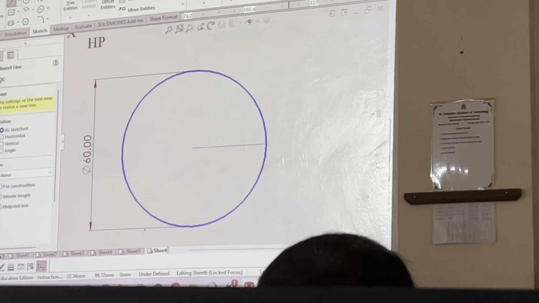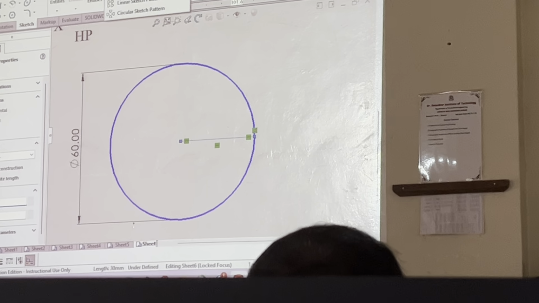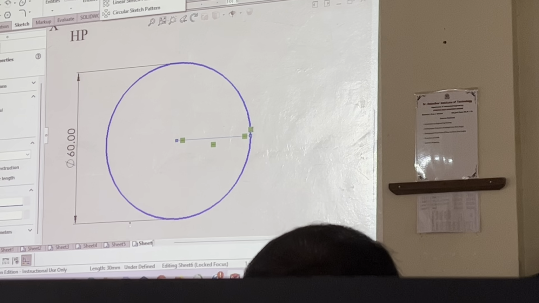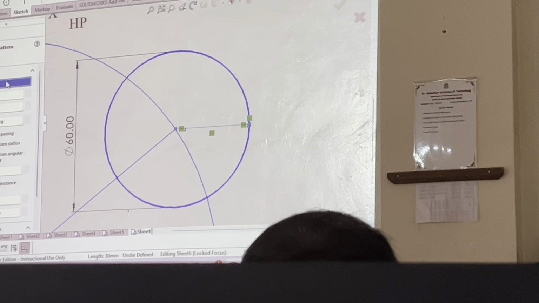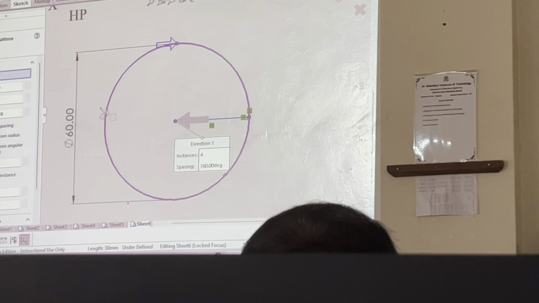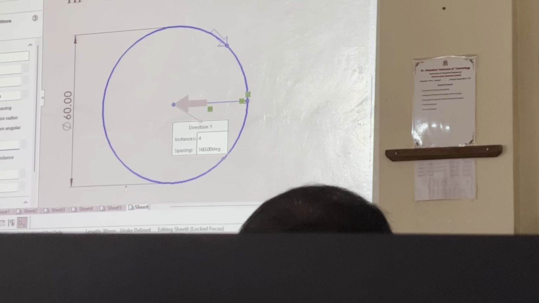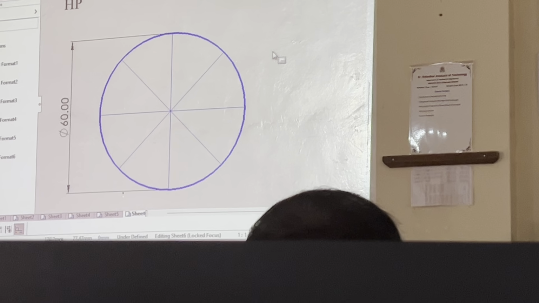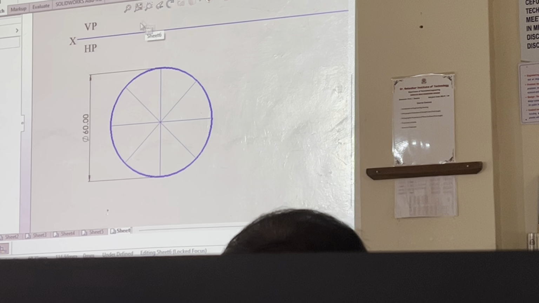Now what should I do? Select the radius. Next, go to linear sketch. Under the linear sketch pattern, we'll have circular sketch pattern. Now go to point 1. Select the center. Make it as 8. Give it as. Now your circle is divided into 8 equal parts. Now I have to name this. Before I name this, I'll first project this. Later, both I'll name it together.